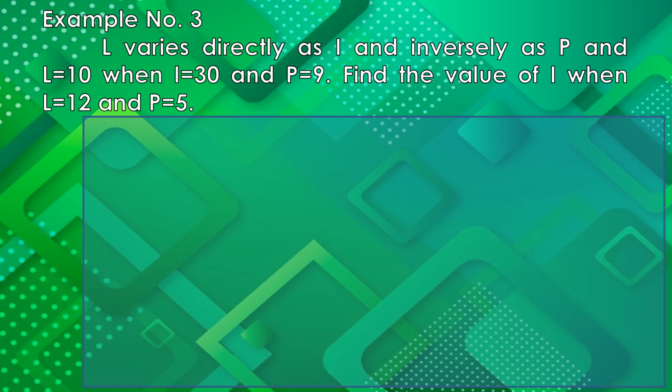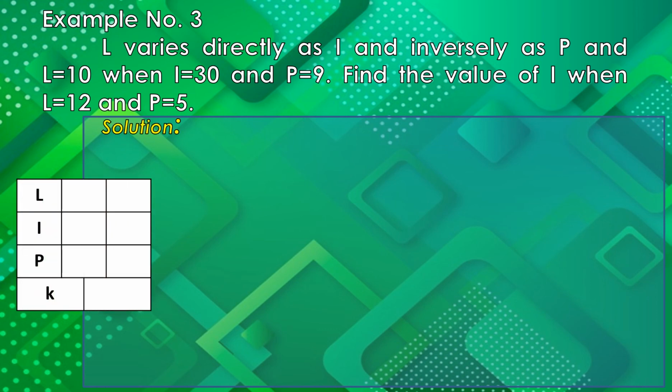Next, for our last example, L varies directly as I, and inversely as P. And L equals 10 when I is 30 and P equals 9. Find the value of I when L equals 12 and P equals 5. Then, solution, we have to write the given first. Ang L natin is 10, ang I natin is 30, and P natin is 9. Then, we can now find the value of K or the constant.